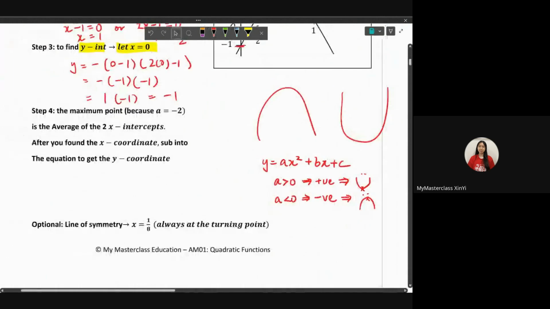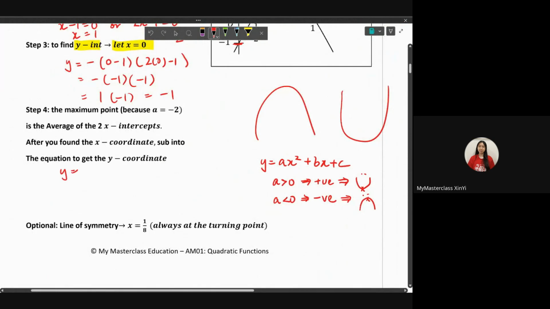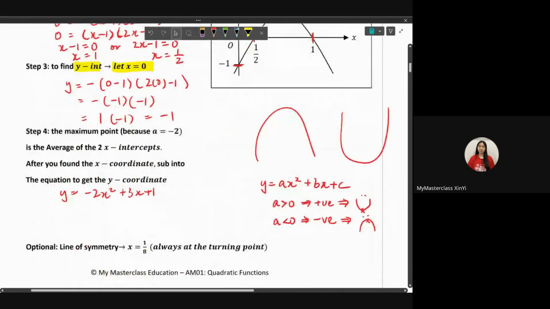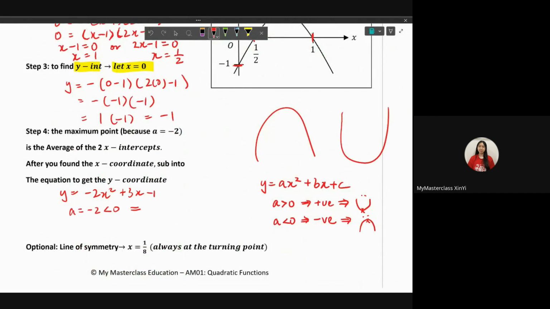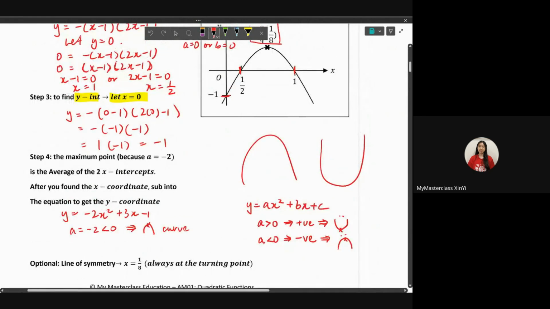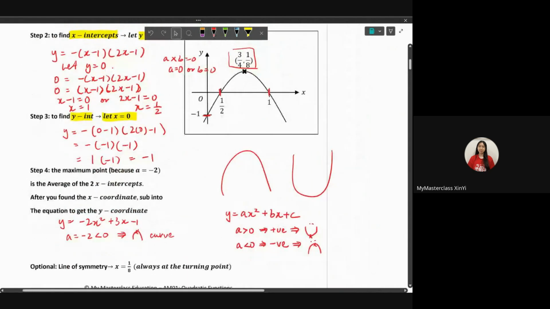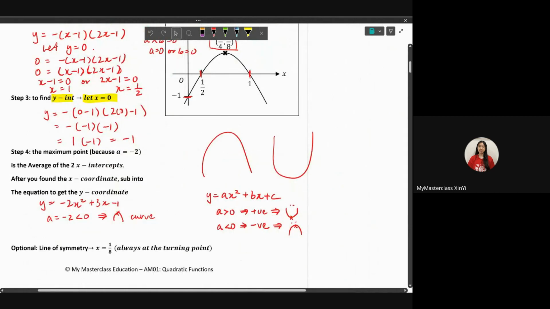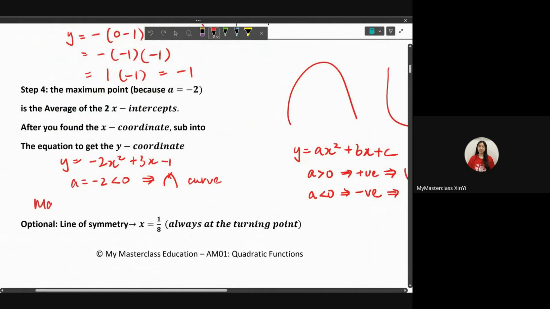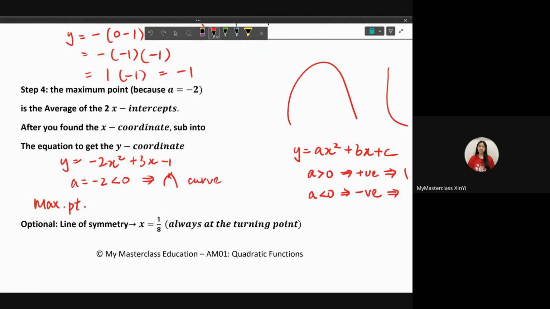Okay, so over here our equation is y equals negative 2x squared plus 3x minus 1. So in this case, because a equals negative 2, which is less than 0, this will be an N-shaped curve. To find your maximum point, because it is an N-shaped curve, it is simply the halfway mark between your two x-intercepts. Your maximum point is this point over here.